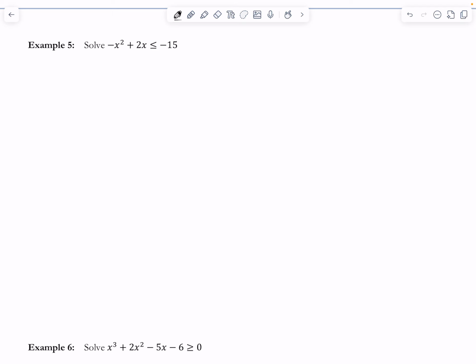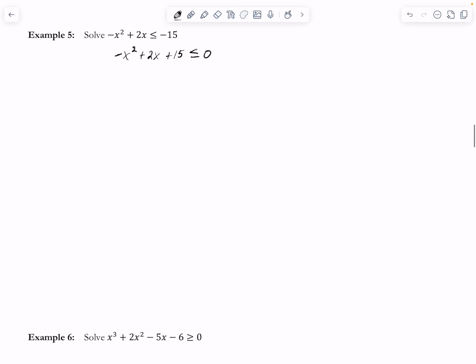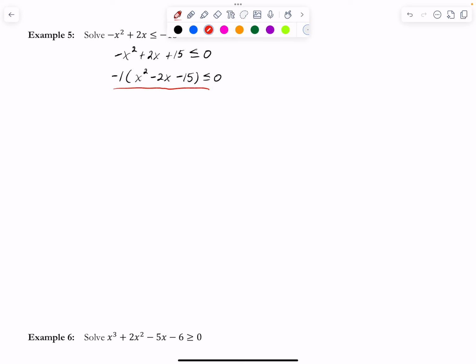So here we go. Example 5. All right, first thing I notice is let's get it all to the same side. So the opposite of x squared plus 2x plus 15 is less than or equal to 0. Then I want to factor out that -1, which leaves me x squared minus 2x minus 15. And then I want to get it to the other side, so I'm going to divide by a -1.